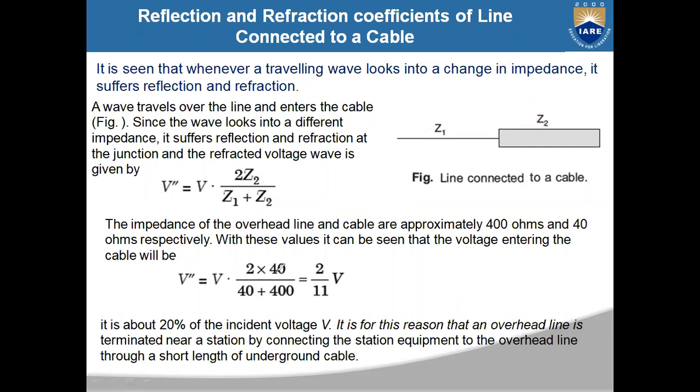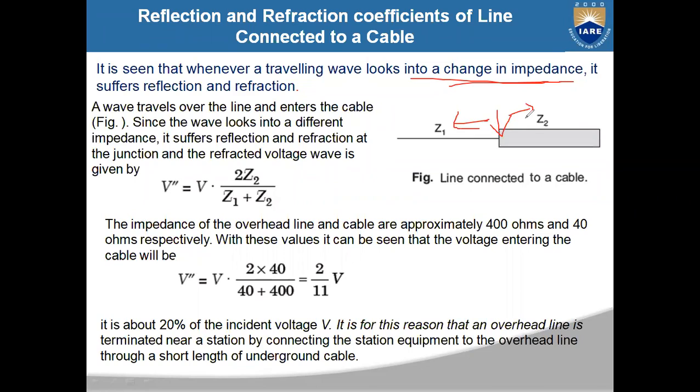Right here, one important point you have to note is that whenever a traveling wave looks into a change of impedance, it suffers reflection and refraction. This reflection and refraction of waves will happen only when there is a change in impedance in the line. Here the line is terminated with a cable, so that cable will have a different value of impedance. When there is a change in impedance, you will have a reflection as well as refraction.